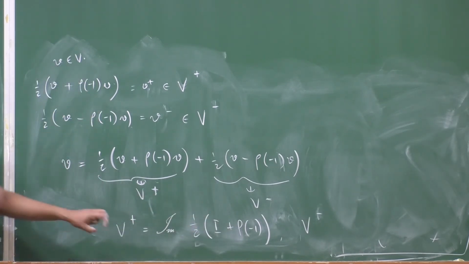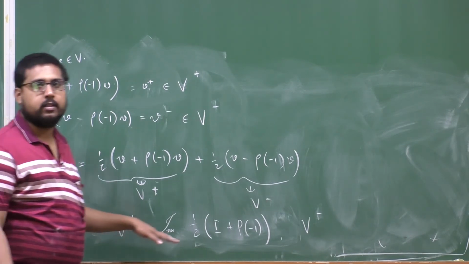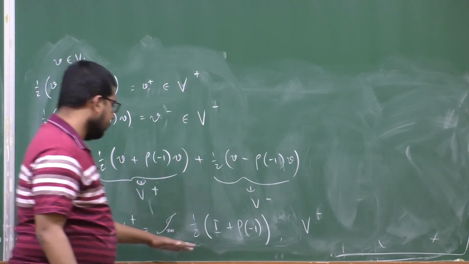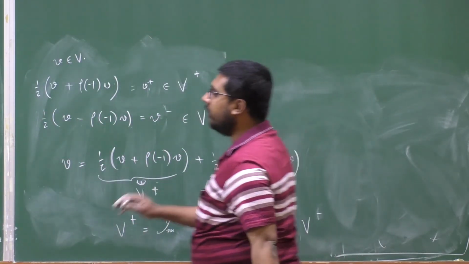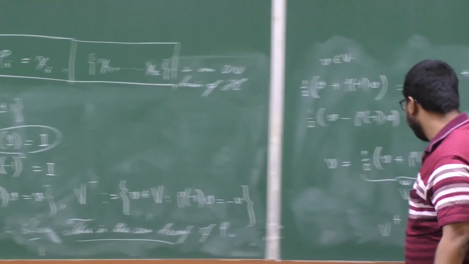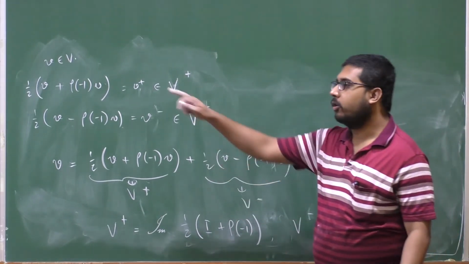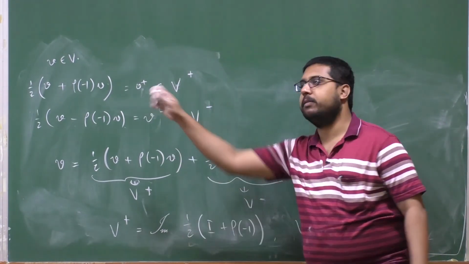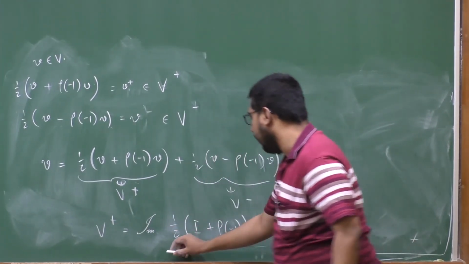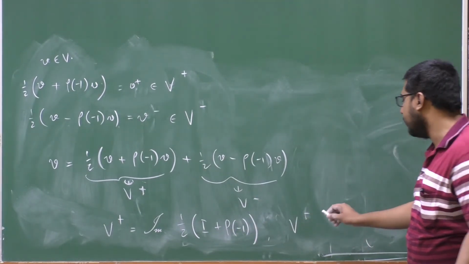The main point is that V plus and V minus, what is given to us? Given to us are the group and the representation rho. You see, both V plus and V minus can be determined solely in terms of the group and the representation rho, namely as the image of some operator that involves only the group elements and rho. So this is the crucial observation.